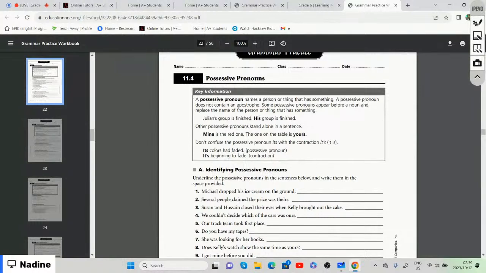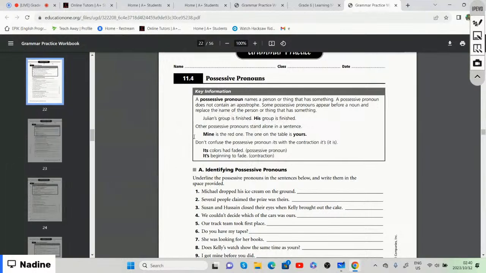All right. Some possessive pronouns appear before a noun and replace the name of the person or thing that has something. The example: Julian's group is finished. Now we don't have to repeat Julian's name again. We can just say his group is finished, right? So his is our pronoun, and it replaces the name Julian. So we don't have to say Julian, Julian all the time. We can just say his group is finished.